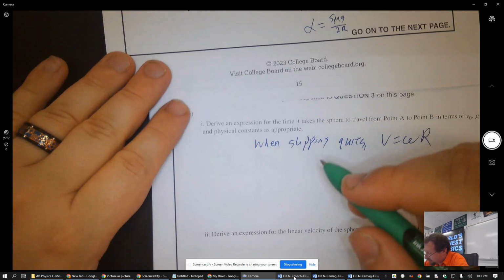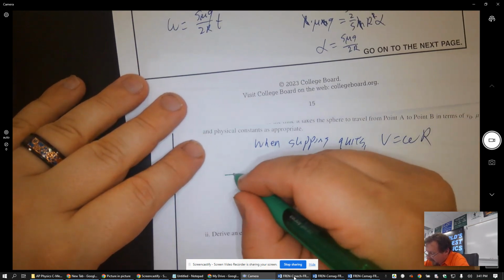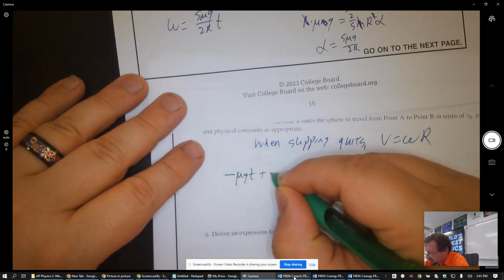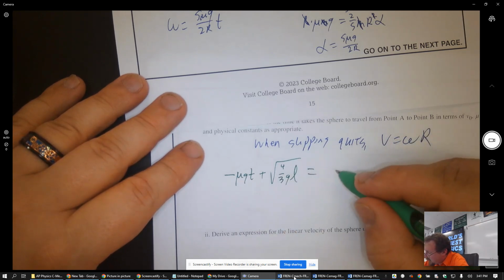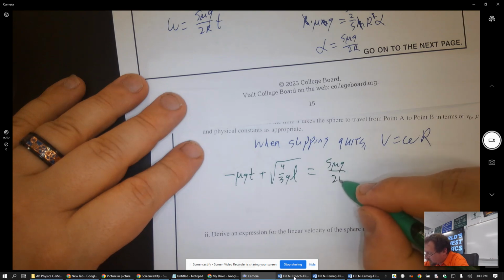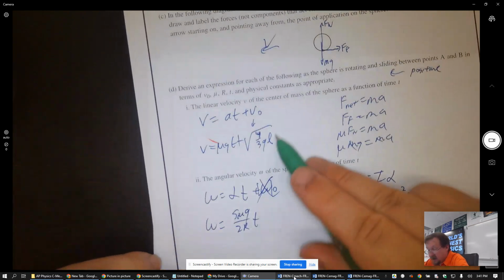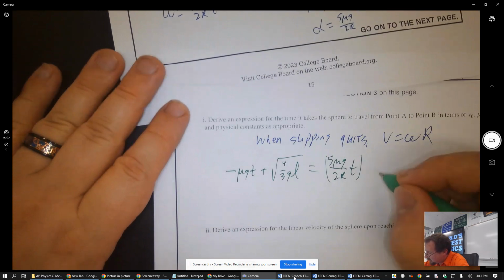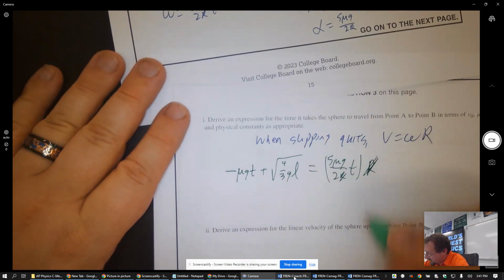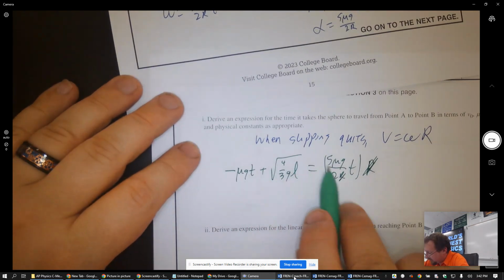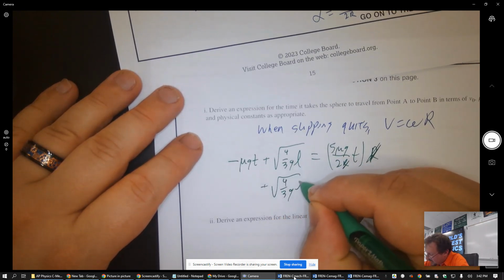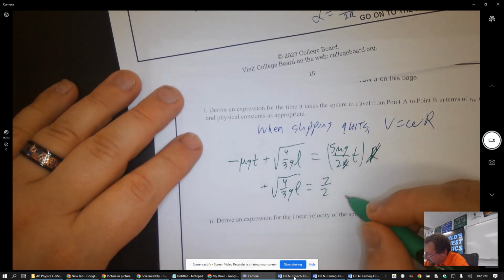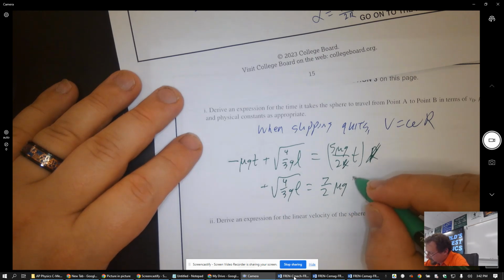I'm going to plug in the v. So minus mu g t plus the square root of 4/3 gL. That's the v. The omega is 5 mu g over 2r t. That's the omega, I'm just copying from up here, times r. The r's cancel. Let's bring this over. When we bring this over, we're going to get 4/3 gL equals 7/2 mu g t.